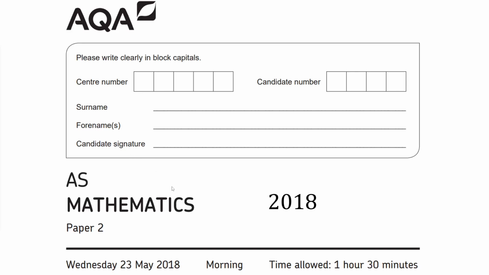This is AQA 2018 paper 2. So this is the AS level paper. So this is going to be pure and stats.